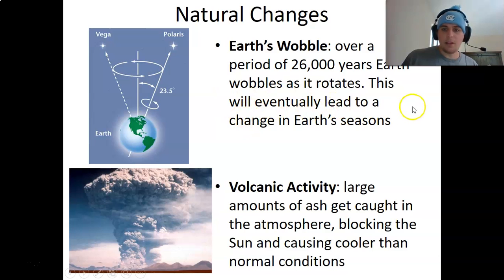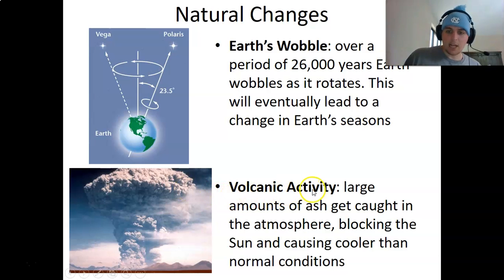Okay, and that will eventually lead to a reversing of the Earth's seasons. So every 26,000 years, so 26,000 years from now, what we experience in North America as winter would be summer. It would switch. Okay. All right.